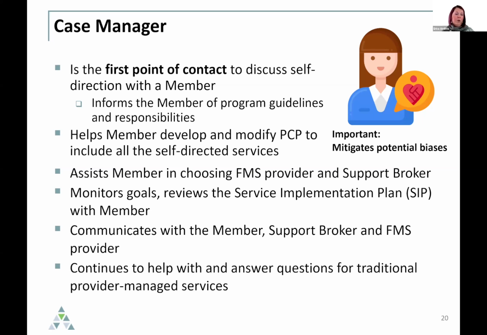They're going to help monitor your goals and your service implementation plans. They're going to communicate with you, the support broker, and the FMS provider to make sure everyone's on the same page. And they're also going to continue to manage and answer questions for those traditional, provider-managed services that you didn't decide to self-direct.